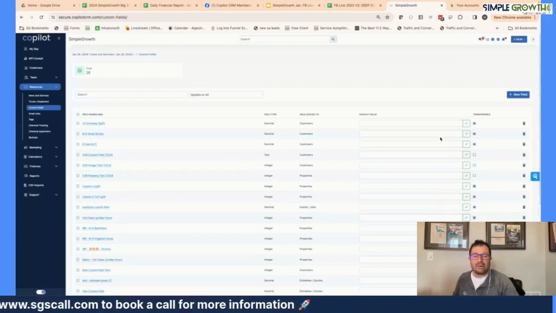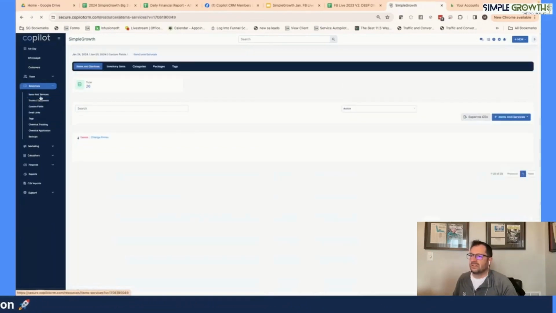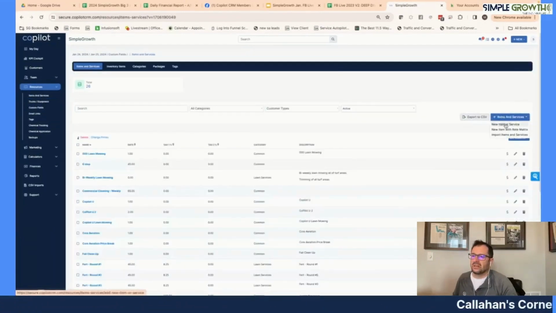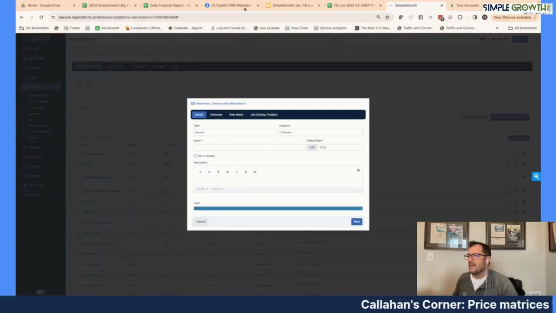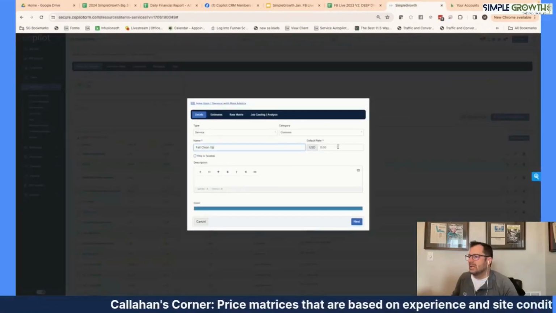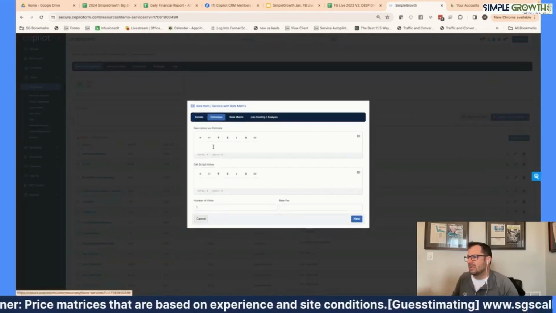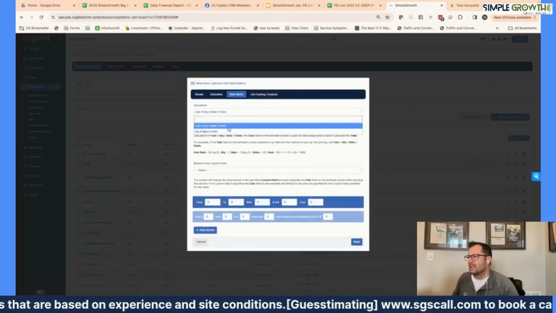It's going to be the same exact process that we would do with the minutes. So I'm going to show you how this lays out. We're going to go into items and services, and create a new service with a matrices. We're going to go back to our fall cleanup. Here's our name, default rate. I'm just going to put $1. Here's our description, estimate, and rate matrices. So quantity, rate times visits.